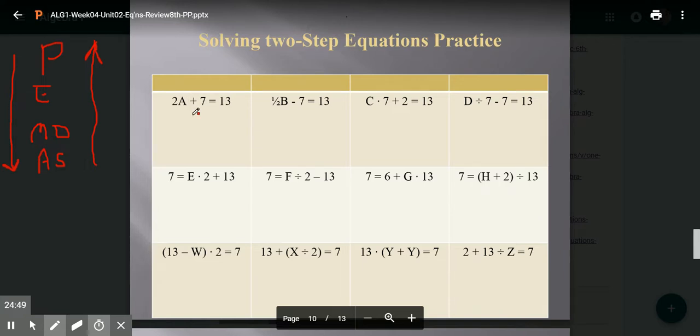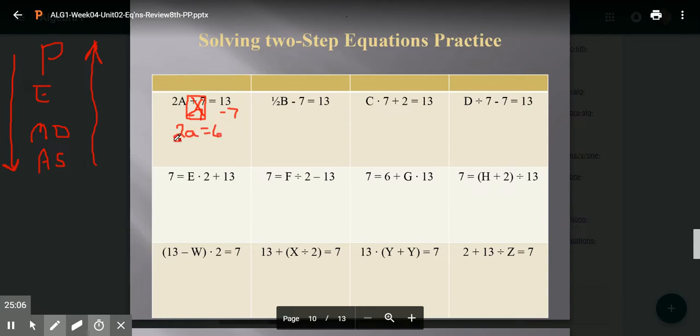So the opposite of adding 7, the inverse, is going to be subtract 7. Again, what we do to one side, we do to the other. 7 minus 7 cancels out to 0. So we're left with 2a equals 6.